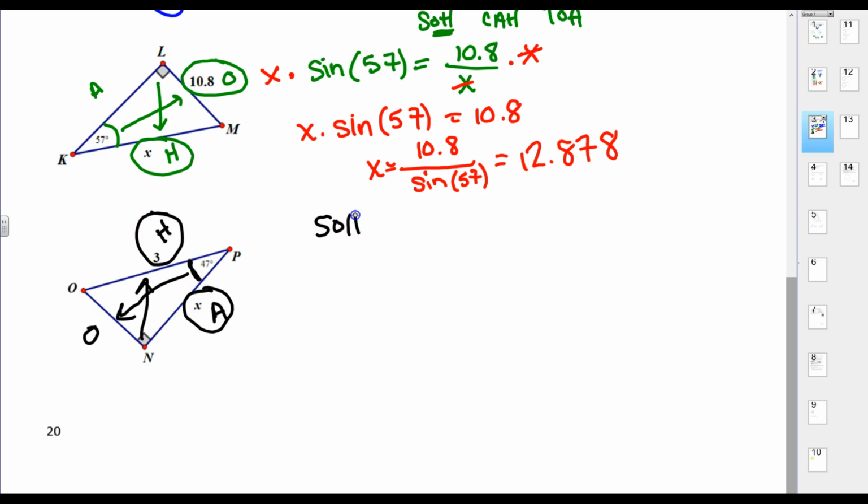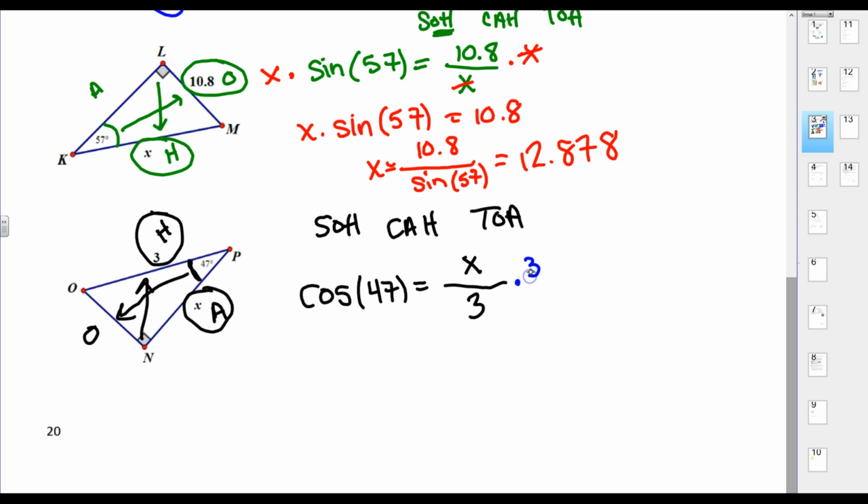So when I'm thinking about SOHCAHTOA, I want something with an a and an h. That's cosine. So cosine of 47 is equal to the adjacent, which is x, over the hypotenuse, which is 3. And now I'm going to solve this. I multiply by whatever's on the denominator to cancel the denominator. So now I have 3 times the cosine of 47 equals x.